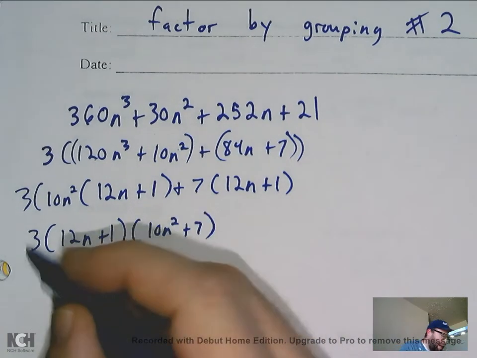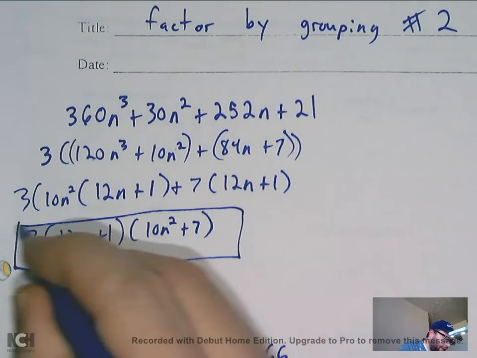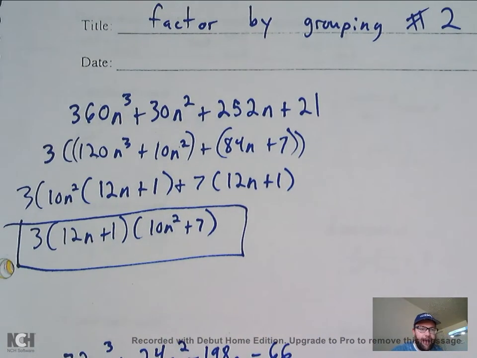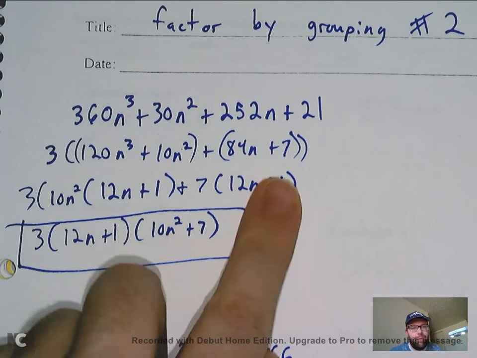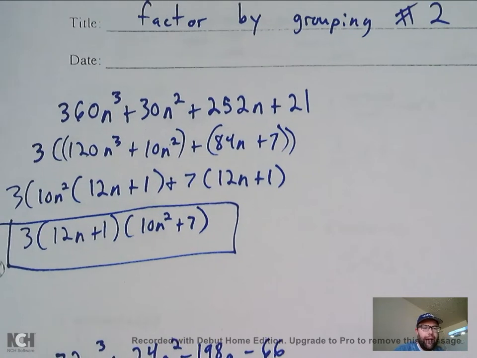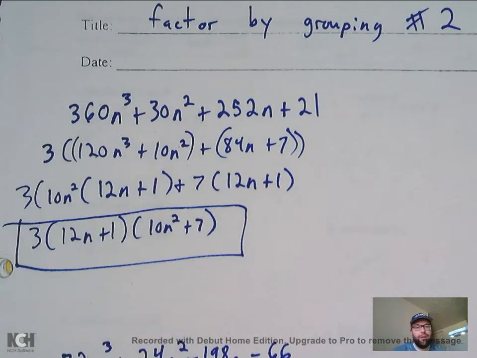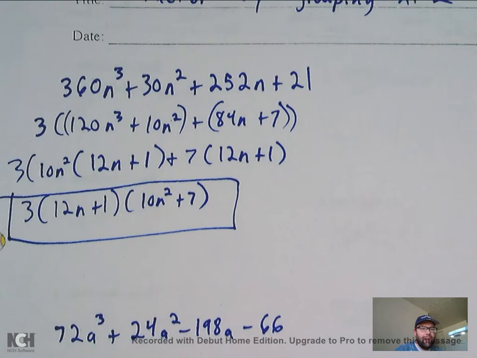Okay? That is what would multiply back out to get the rest of my equation. Again, you can test that, multiply the 3 back out, then distribute, and you should still end up with this original polynomial right there.